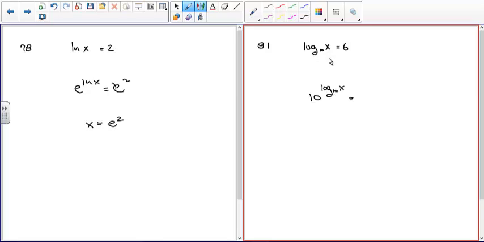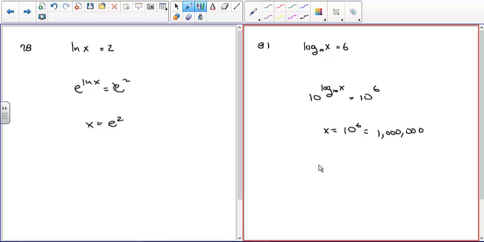Like that. So each side becomes the exponent of the exponential function. So 10 to the log base 10 of x is x. And so we just get 10 to the 6, which is 1,000,000.